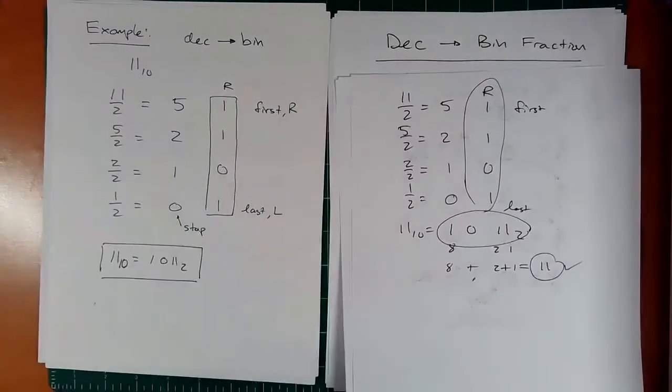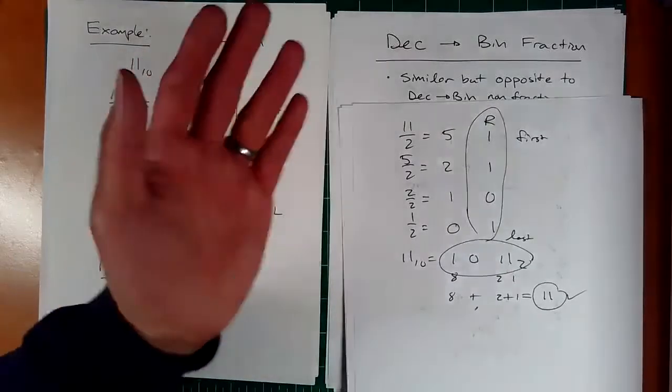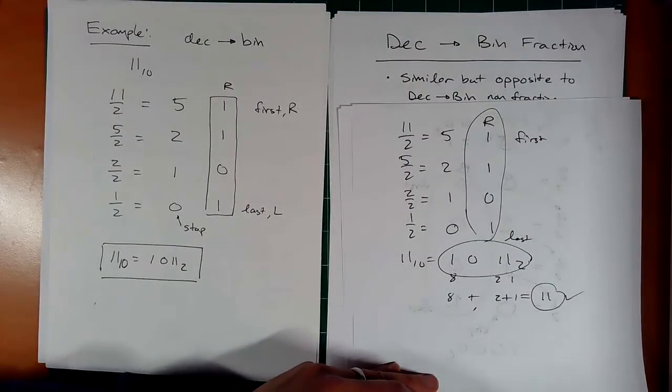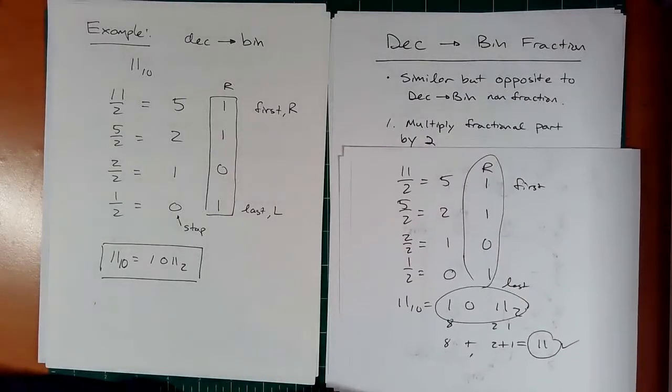Now, what if we want to convert it to a binary fraction, right? We start with a fraction and we end with a fraction, right? Okay, so it's going to be similar but opposite to decimal to binary non-fraction, right? And so what are we going to do?